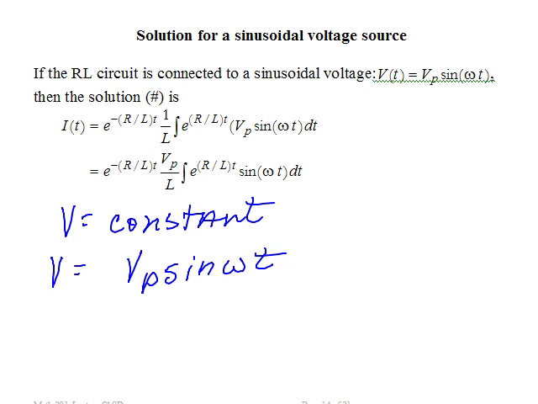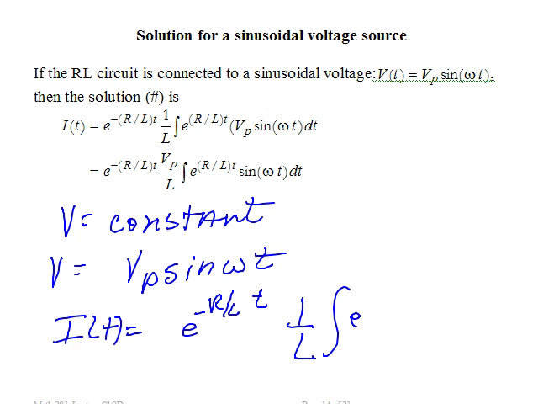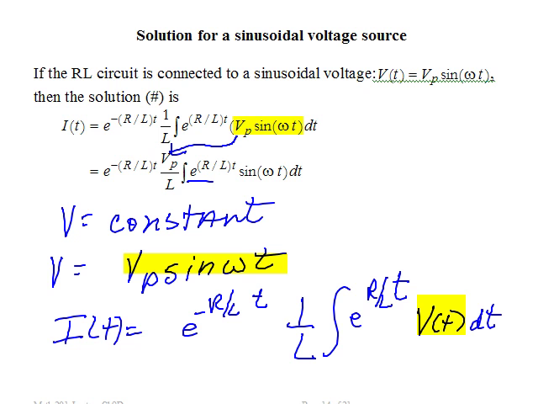So now, I'm going to write it just for the RL circuit, I of t equals e to the minus R over L times t, 1 over L times this integral of e to the R over L times t times the voltage. So here's the voltage, and because the voltage is now sinusoidal, I have substituted the sinusoidal voltage into here. And now I'm going to try to solve for it. Okay, what have I got? The peak voltage can come out, because that's just a constant, and I'm left with the integral of an exponent times the sine wave.